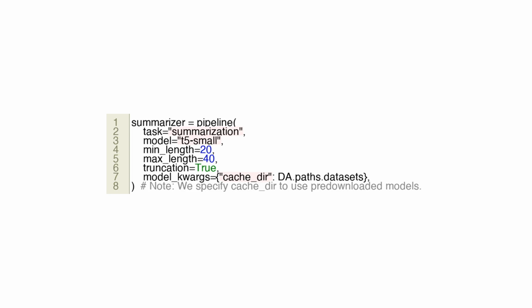This code sets up a pipeline for text summarization using the T5-small model from Hugging Face. The min_length and max_length parameters define the minimum and maximum length of the generated summaries, while truncation equals true indicates that the input text should be truncated to fit within the specified lengths. The model_kwargs parameter is used to specify the cache directory where pre-downloaded models will be stored. This allows for faster access to the model instead of downloading it every time the code is run.